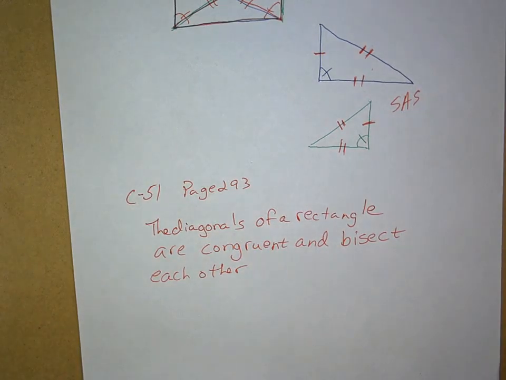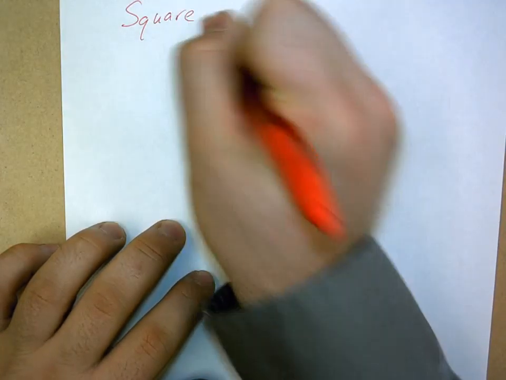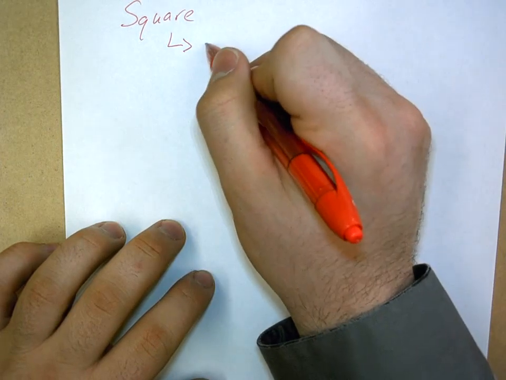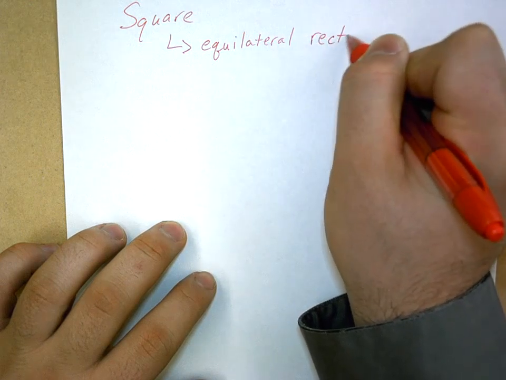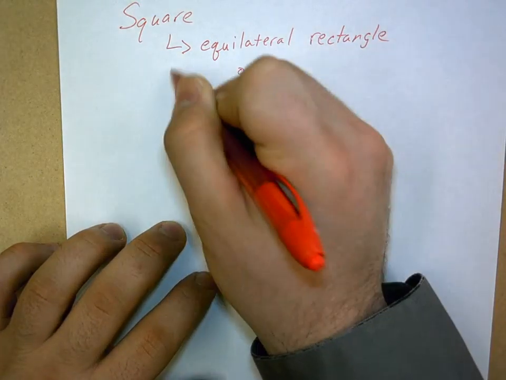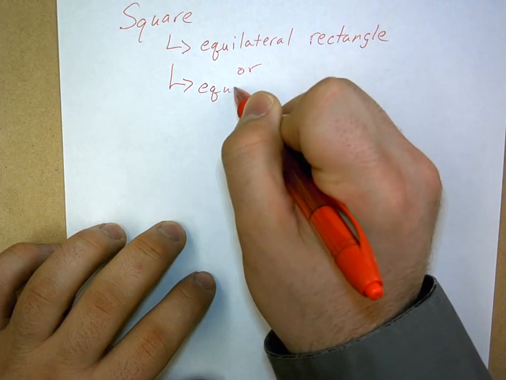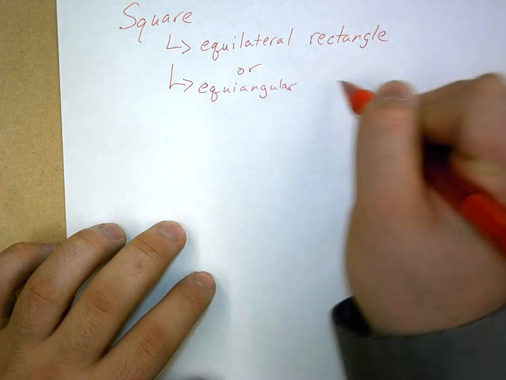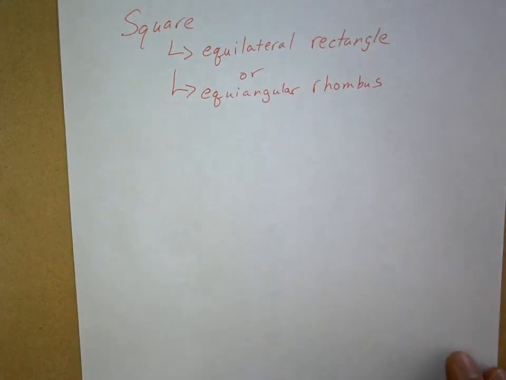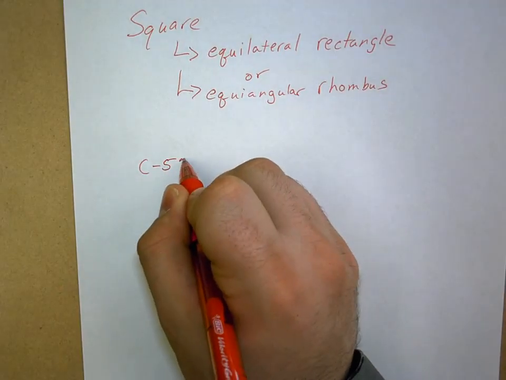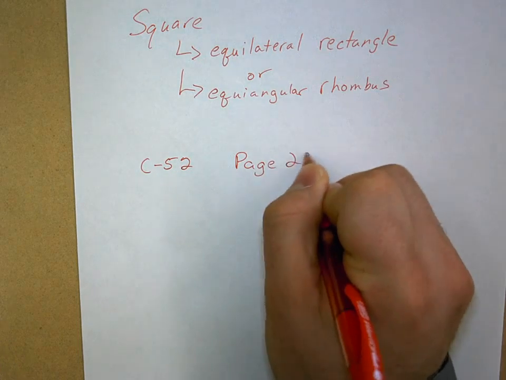And now we have one more special parallelogram to go over, and that is our favorite, the square. Okay, and we know that a square is defined as an equilateral rectangle or an equiangular rhombus. So if it's both a rhombus and a rectangle at the same time, it shares the same properties as a rectangle and as a rhombus. So let's fill in this conjecture C52 on page 294.